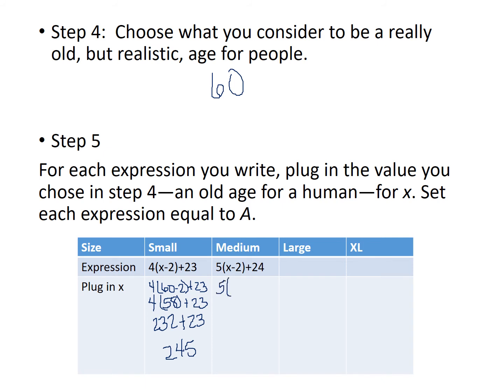So now I'm going to do the medium. I'm going to plug in that same 60. I get 58 when I subtract. Five times 58 is 290 plus 24, and when I add those, I do get 314. Now you're going to continue and fill this one out, large and extra large, or large and giant.